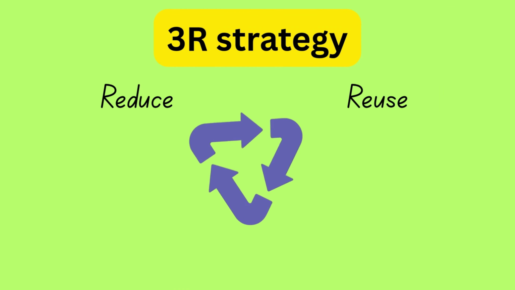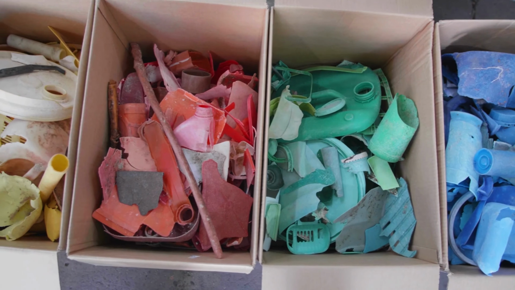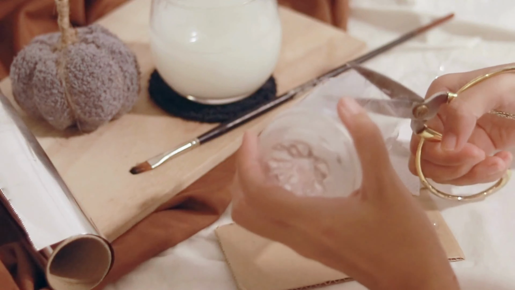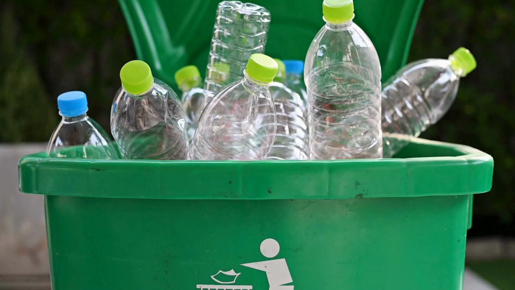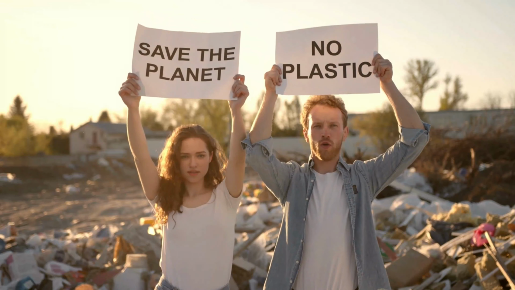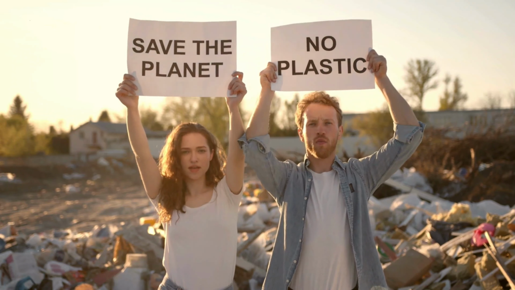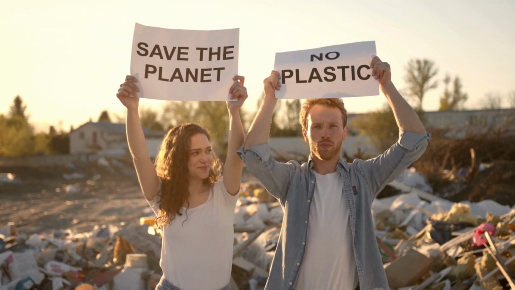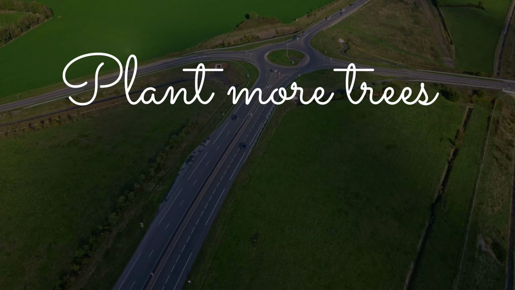The second thing we can do is reduce, reuse, and recycle. Cut down on waste by reusing items and recycling materials like plastic, glass, and paper. The less waste we create, the less pollution ends up in our environment. Small everyday choices, like carrying a reusable water bottle or shopping bag, may seem minor, but together, they make a big difference.